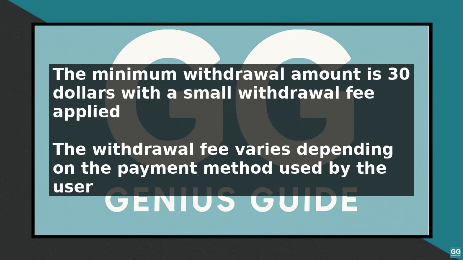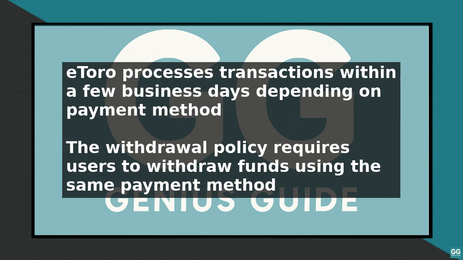For example, credit card withdrawals are typically processed within 1 to 3 business days, while bank transfer withdrawals may take 3 to 8 business days. It is essential to note that eToro has a withdrawal policy that requires users to withdraw funds using the same payment method they used to deposit. This is a security measure to prevent money laundering and ensure that users are protected.